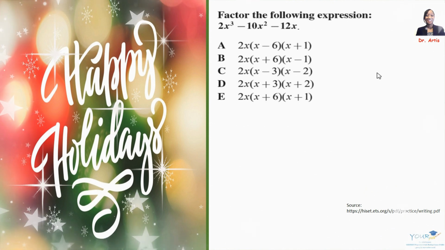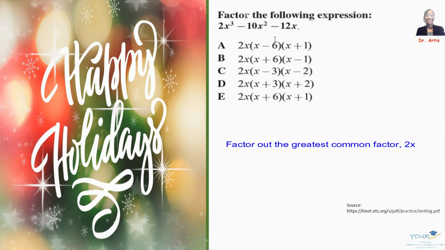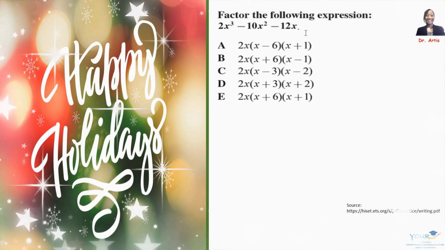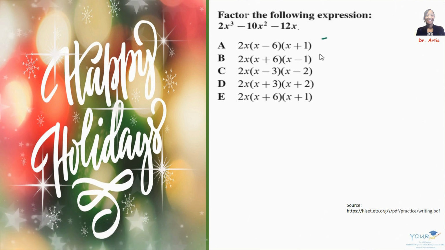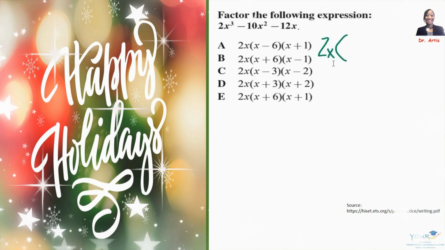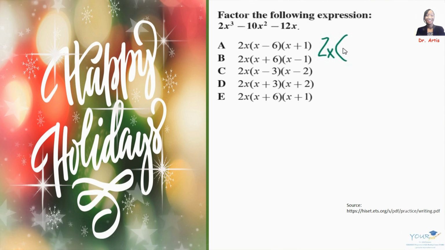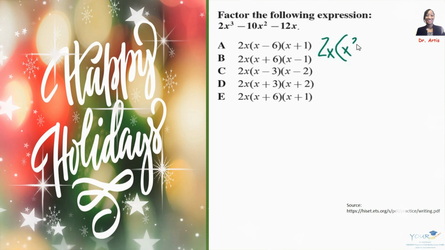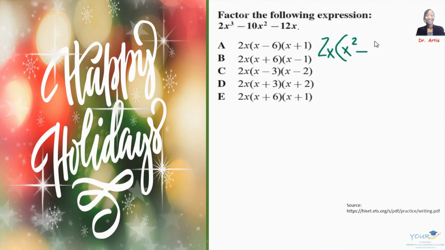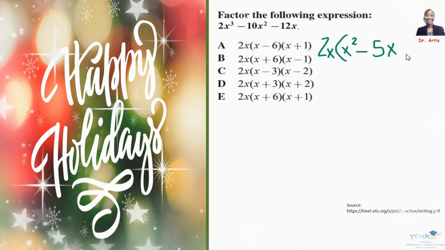So now, in order to solve this particular problem, the first thing that we need to do is to look for our greatest common factor among our terms. Okay, and we see that we have a 2x that's common among each one of these terms. So we're going to take the 2x out of the expression. And when we do so, 2x from 2x cubed will leave us with x squared. 2x from a negative 10x squared will leave us with a negative 5x. And then 2x from a negative 12x will leave us with a negative 6.